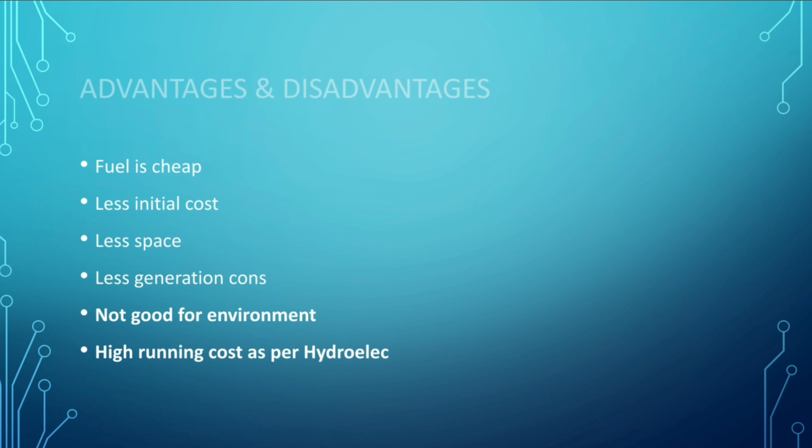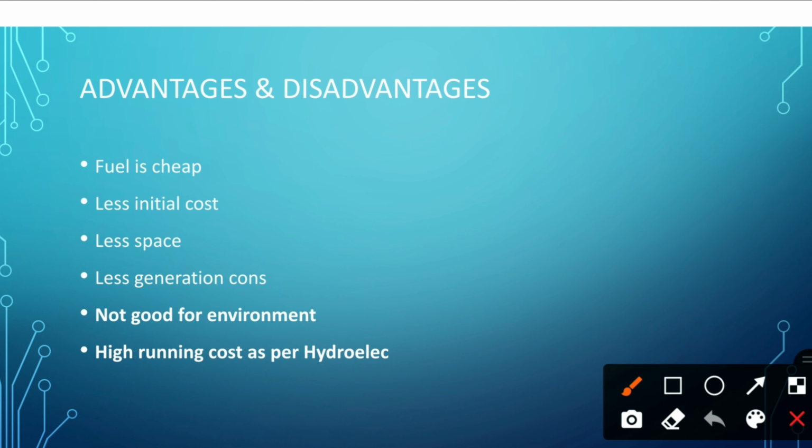Now let's jump to the advantages and disadvantages of steam generating stations. So the advantages are: fuel is cheap, less initial cost, less space is required for generation of electrical energy, and the running cost or generation cost is less. The disadvantages: it's not good for the environment because it produces very much carbon dioxide. It produces fog and has a high running cost as compared to electrical energy generated by hydroelectric power.